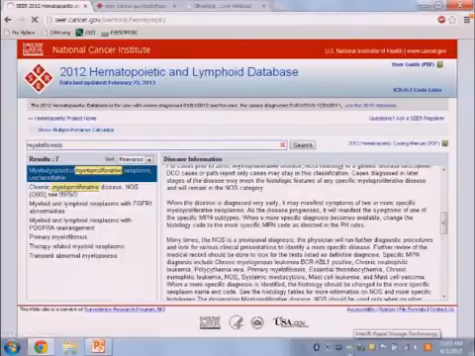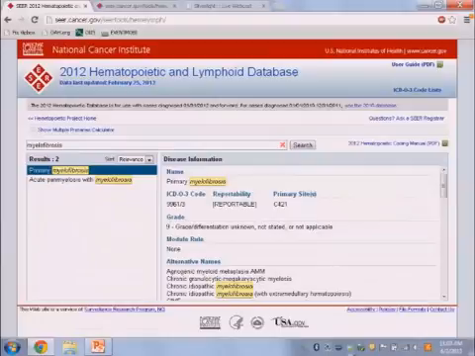What does primary mean? Primary or secondary? Primary myelofibrosis means the myelofibrosis is not a result of something else that caused it. So it's not a secondary condition. It's a primary condition.